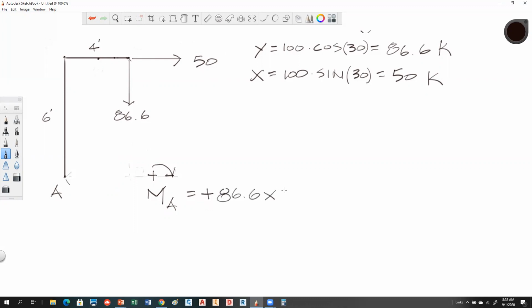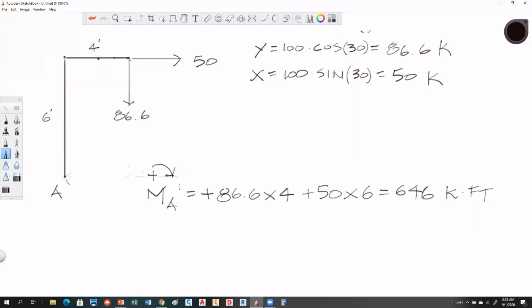times its distance, which is 4 feet, because this is 4 feet measured to that, okay? And then I have another moment, 50, and that's also tending to turn that bracket clockwise, 50 times its distance, which is 6. So when you take 86.6 times 4 plus 50 times 6, what you come up with is the exact same number we just calculated. And that would be in kip-feet.